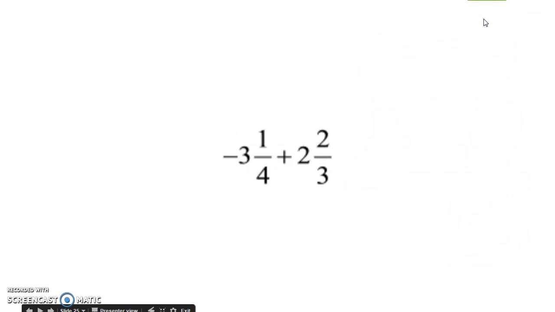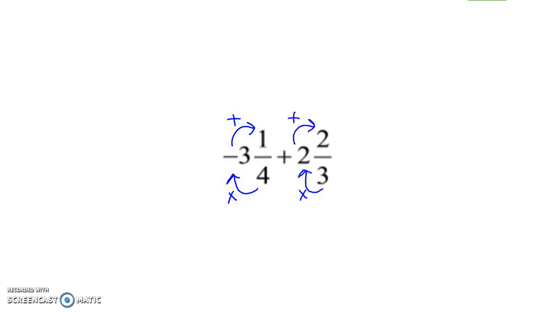Okay. Remember I said to convert to improper fractions first. We do that by doing around the world. Multiply the denominator times the whole number, add it to the numerator. Okay? 4 times 3 is 12, plus 1 is 13. This is 13 over 4, and it is negative. 3 times 2 is 6, plus 2 is 8. Denominator stays the same. Okay, next I'm going to have to put these in my t-chart.